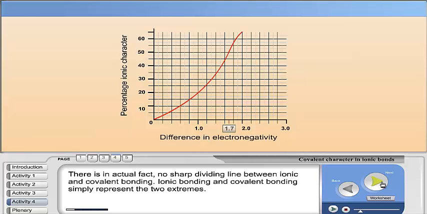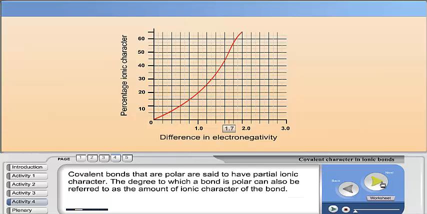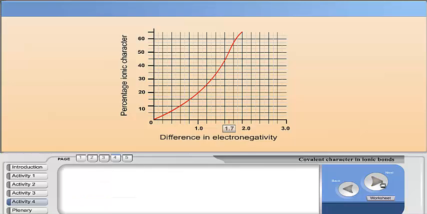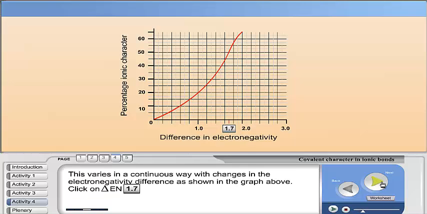There is, in actual fact, no sharp dividing line between ionic and covalent bonding. Ionic bonding and covalent bonding simply represent the two extremes. Covalent bonds that are polar are said to have partial ionic character. The degree to which a bond is polar can also be referred to as the amount of ionic character of the bond. This varies in a continuous way with changes in the electronegativity difference as shown in the graph above.